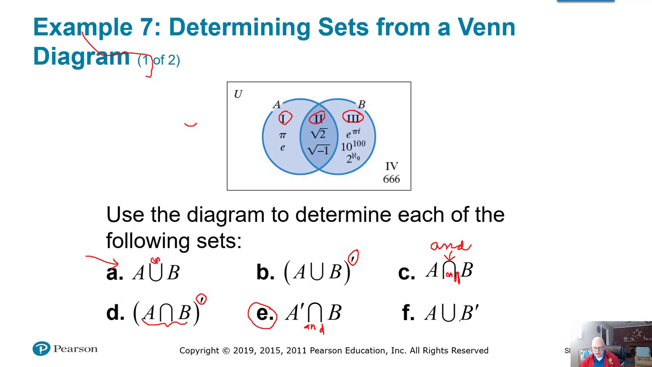And finally, F does things a little bit differently. You first have to find out what's not in B but in the universe, and you're going to dump it together with what's in A to get a final set.